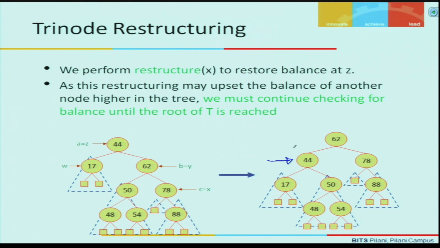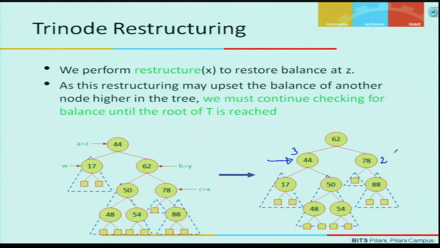So, now we can see that if you look at this as your root, its left subtree has height 1, 2 and 3, whereas its right subtree has height 2. So, it is balanced. So, in this particular case, we see that the local restructuring achieves the complete balance of the tree.